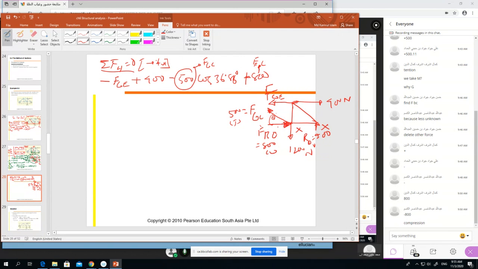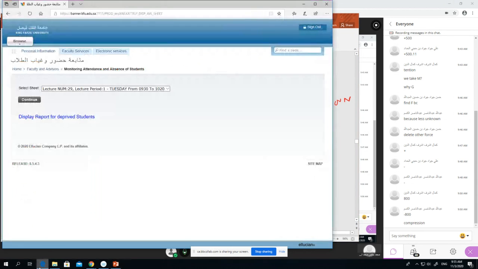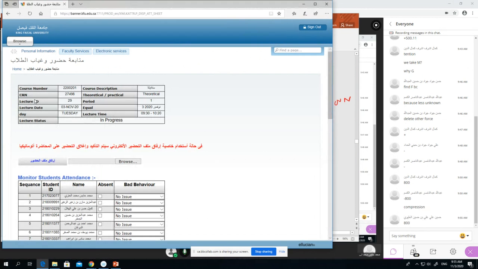Now what else? What other force do we have? Any other horizontal force? I don't see any other horizontal force. We don't have one, so it equals 0. Now we have only one unknown, so you calculate and tell me please the FGE. Tell me the result. Calculate. Plus or minus.